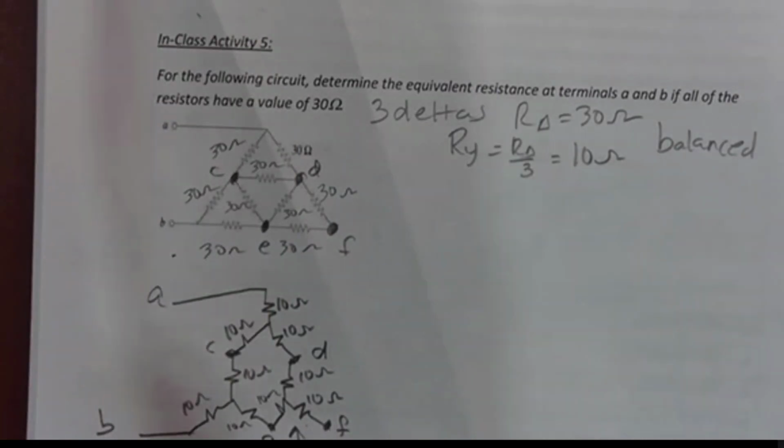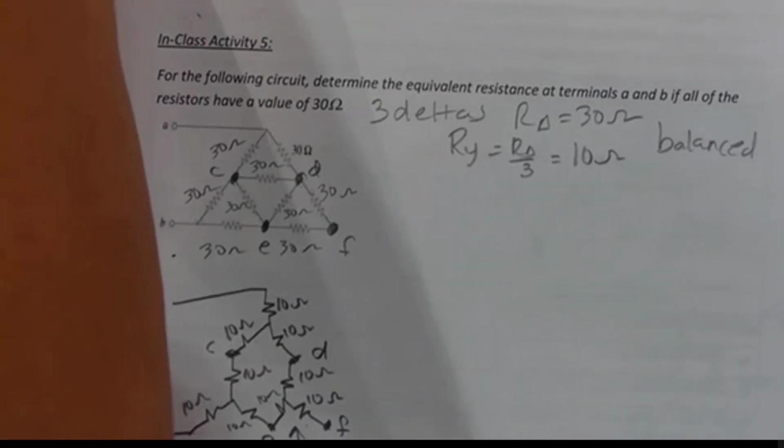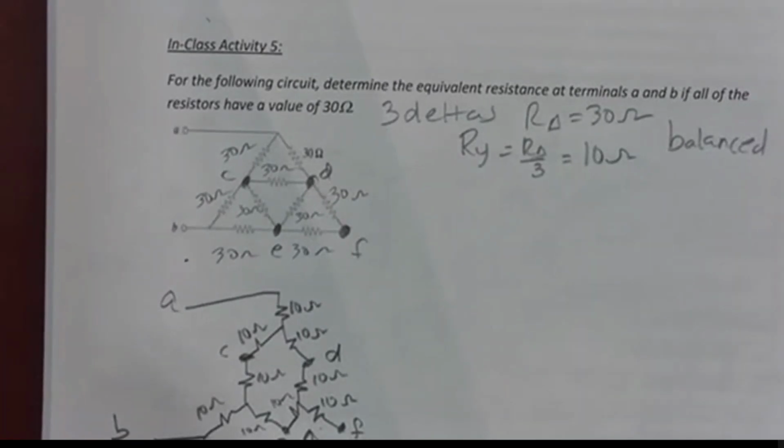Can I take this out? I don't think I can. Find the equivalent resistance between terminals A and B. You don't need to do any more Wye-Delta conversion. You can just use series and parallel to get the rest of them.